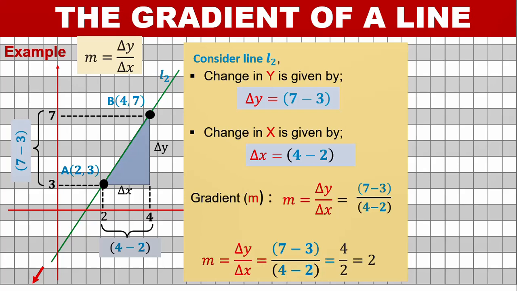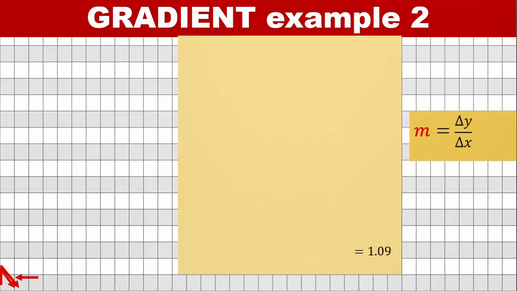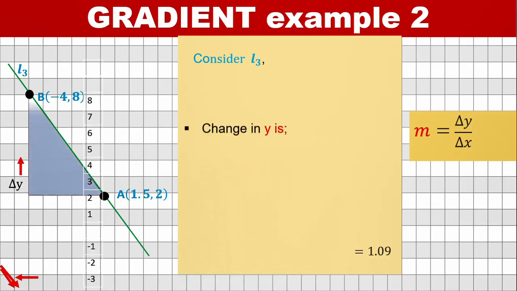If not, let me show you another example using a negative gradient. I will start by drawing a line L3 with two coordinates, A and B. To calculate the gradient, I'll begin by finding the change in y.